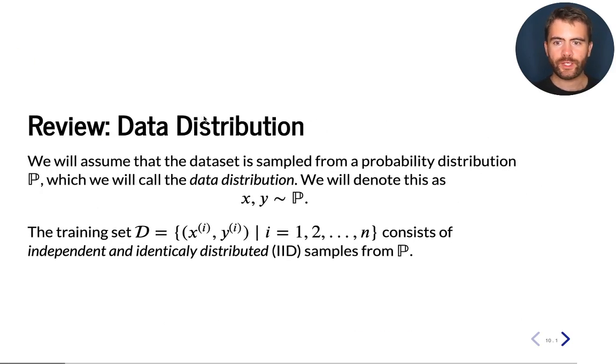So recall that in the previous video, we defined this tool called the data distribution. It's a mathematical assumption that we're making, and we assume that the data with which we're working, the x and y, in particular this training data set of x and y, consists of IID samples from a probability distribution P.